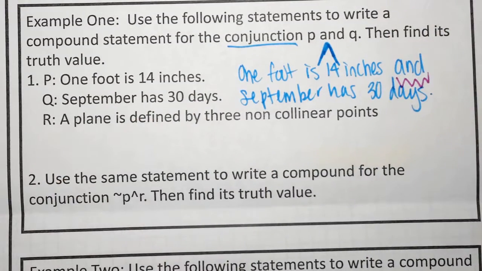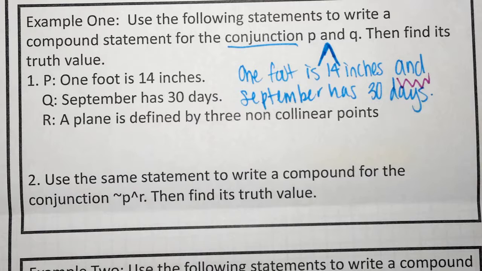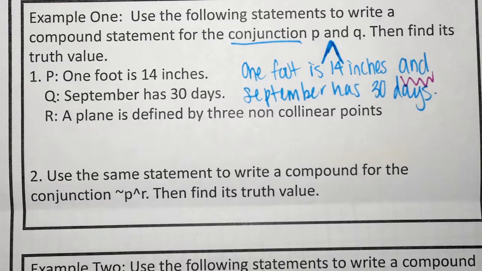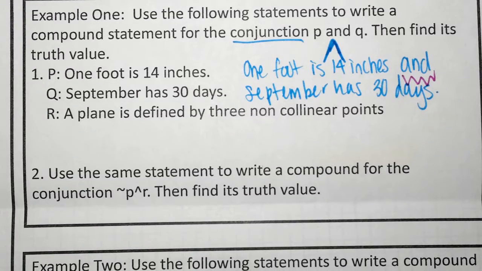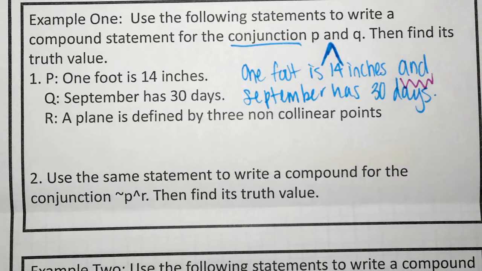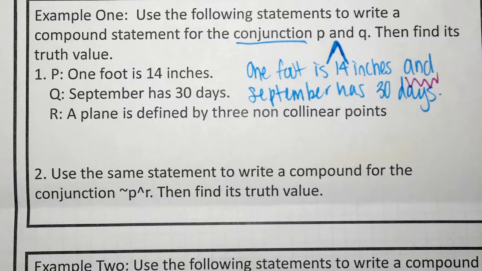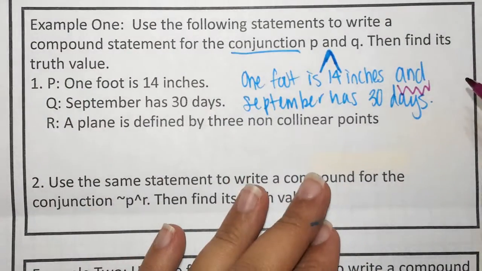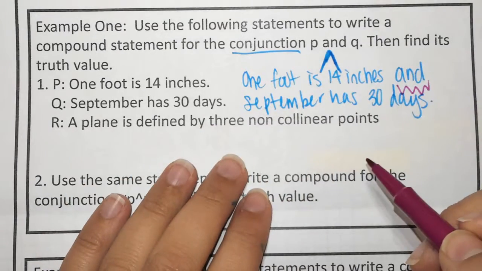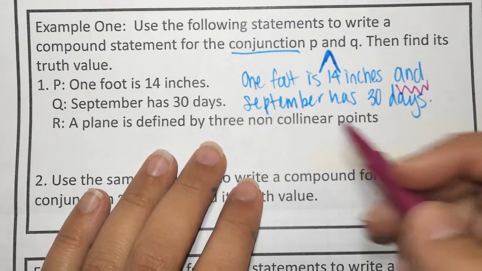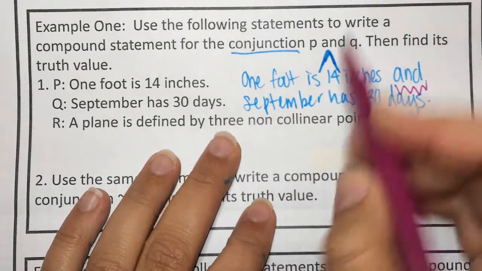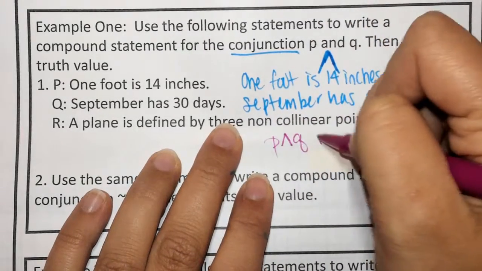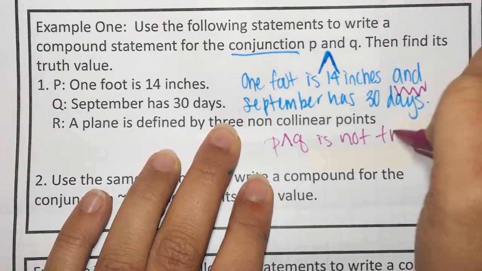Okay, so is P a true statement? Is Q true? For it to be a conjunction, what has to be true? Do both have to be true or just one? Both. So this is not a true statement. No, we just say it's not true. This tells you "and." So P and Q is not true.